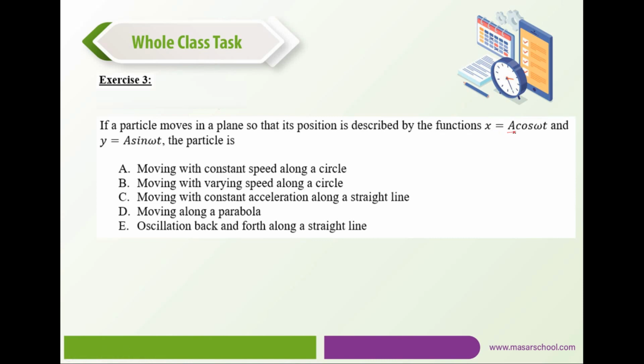Now look at the coefficients, they are the same, and look at the angle, they are the same, which means that indeed we are along a circle. Then we need to test whether the speed is constant or varying. It's going to be either A or B.